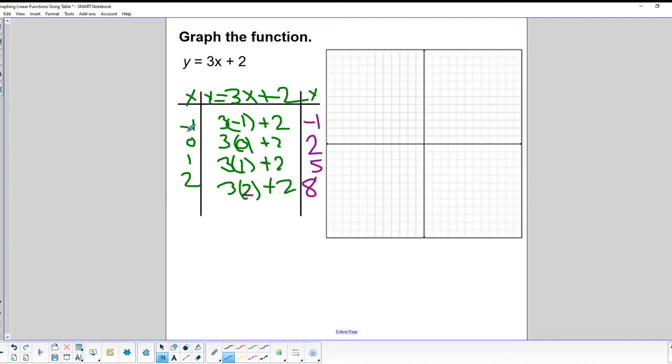So if we graph these, our first point would be -1, -1. That would be right here. Then 0 and 2, which would be right there. And then 1 and 5, so over 1 and 1, 2, 3, 4, 5.